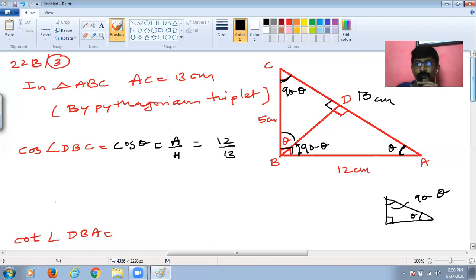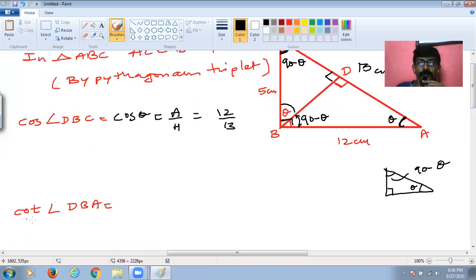I hope you understood this, student. Now next, in case you have not understood, just wait for one minute. You will understand everything very systematically. Okay. This is cot angle DBA. Let's first see, where is angle DBA?